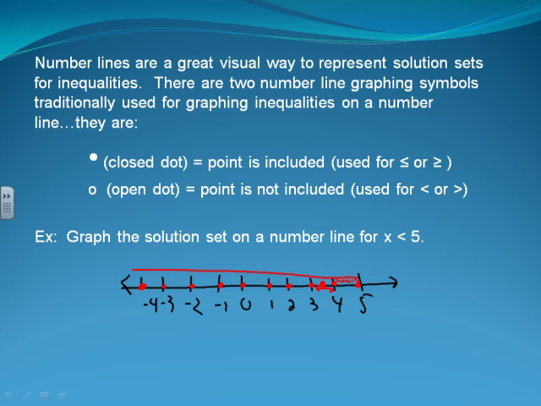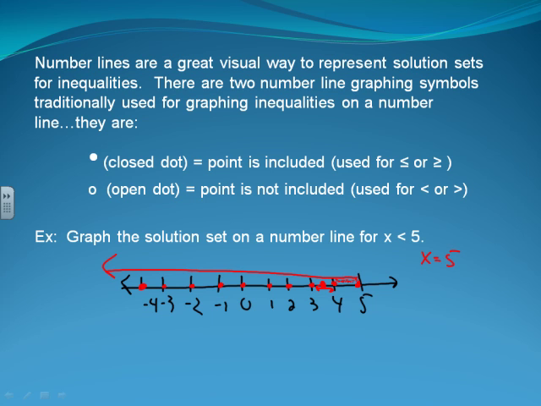And so, to graph an inequality on a number line, we're not going to put a series of dots. We're instead going to draw a line to represent all of the numbers that are included, because there's an infinite number. The question then becomes, though, well, what about 5 itself? Could x equal to 5 be a solution to that inequality?